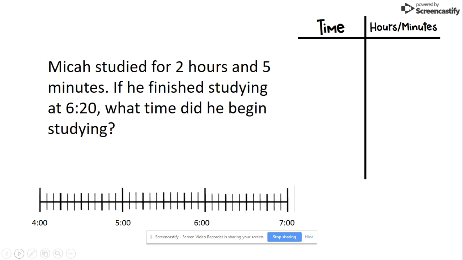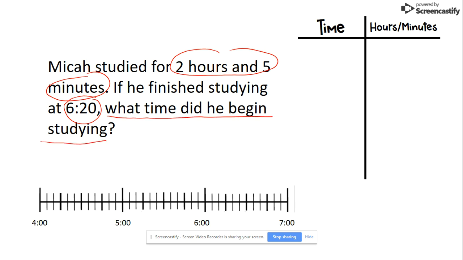In this problem, I have Micah, who studied for 2 hours and 5 minutes. If he finished studying at 6:20, what time did he begin studying? I'm going to circle my numbers they gave me, 2 hours and 5 minutes, and 6:20. I'm going to underline my question, what time did he begin studying? I'm going to box my keywords to help me understand, well, what information did they give me? So I know how long he studied, 2 hours and 5 minutes. That's the elapsed time. And he finished or ended at 6:20.